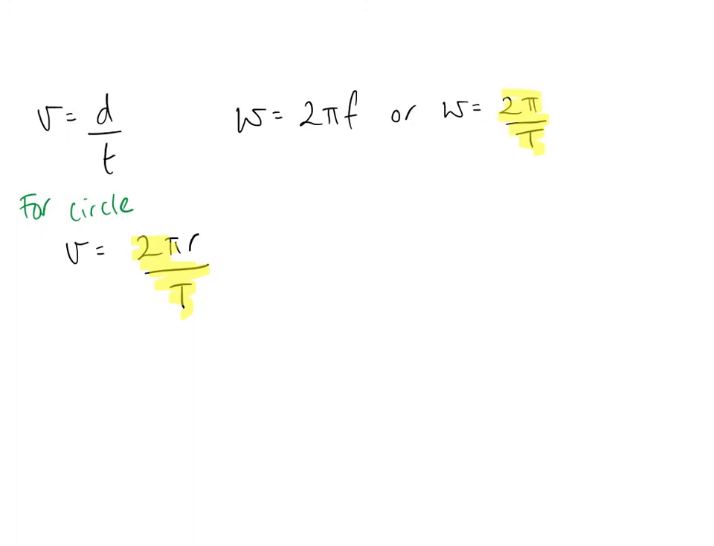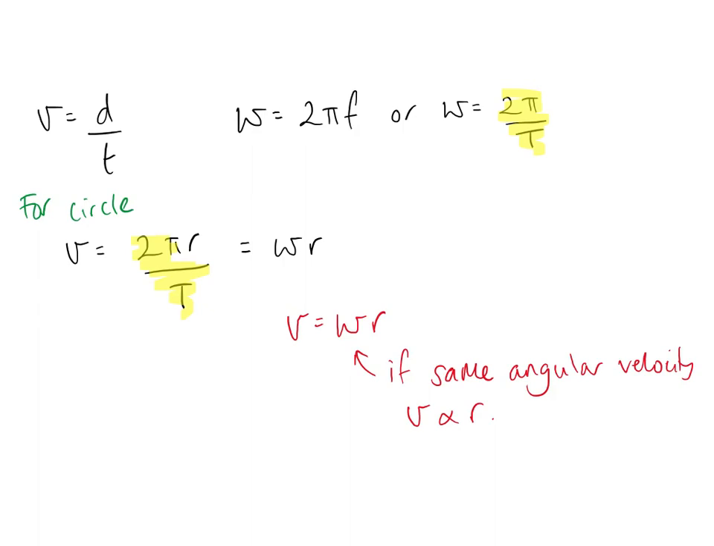But you may have noticed that 2 pi divided by T has already been rewritten over here, so we can make another equation by merging these two together. So the velocity equals omega times r, where r is the radius. Now if we assume the angular velocity does not change, what this equation tells us is that v is directly proportional to r, the radius. So if you double the radius, you would double the velocity in order to keep the angular velocity the same.